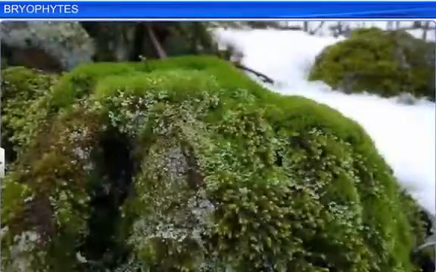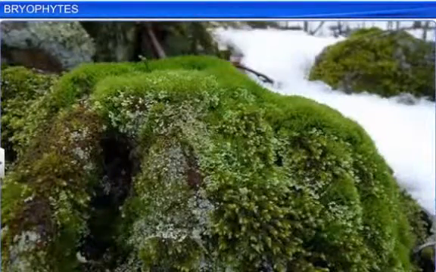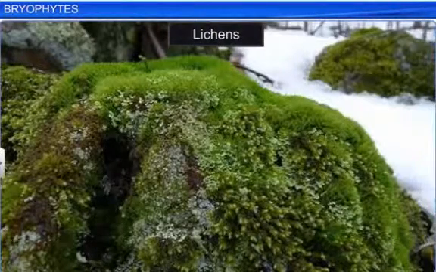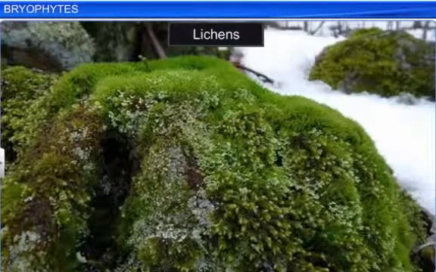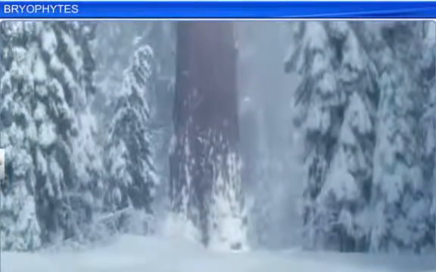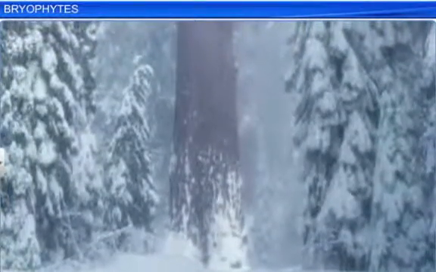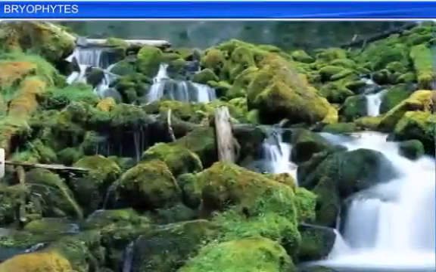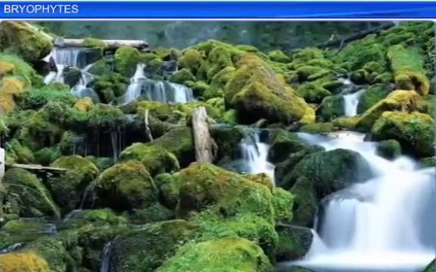Bryophytes such as moss are also ecologically important as, along with lichens, they are always the first to colonize rocks. Moreover, they decompose the rocks and make the area suitable for the growth of higher plants. Thus, we have seen that bryophytes have several uses.